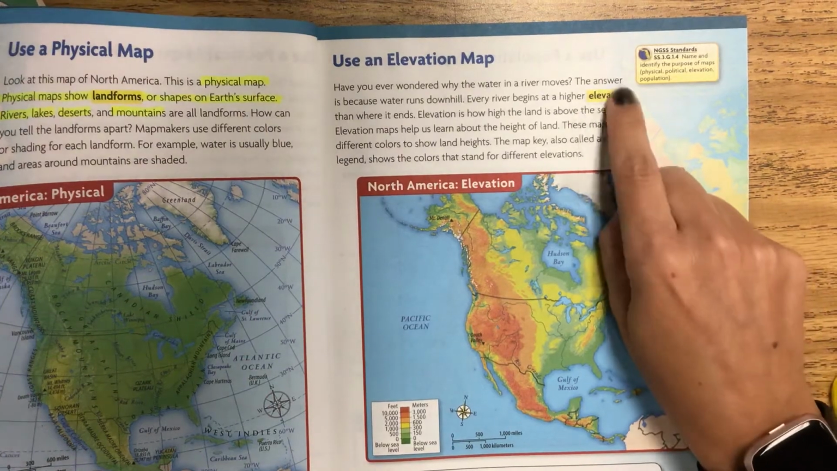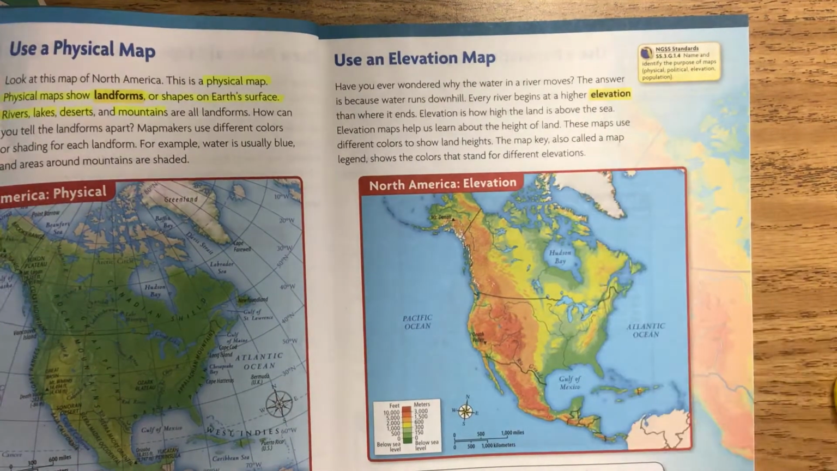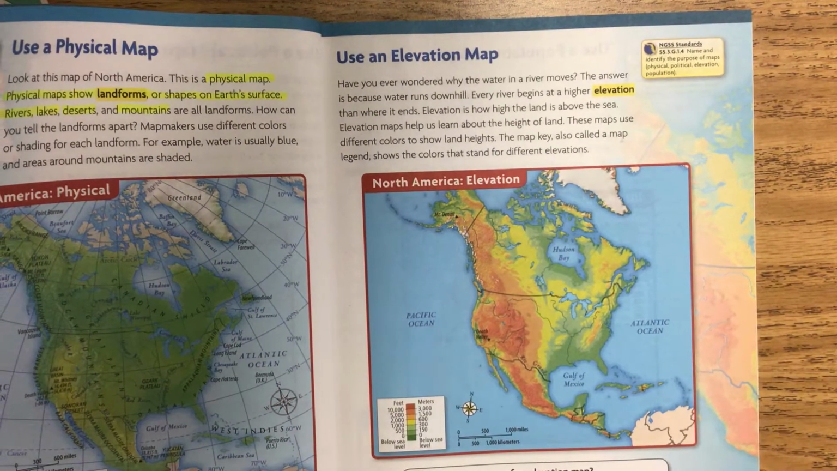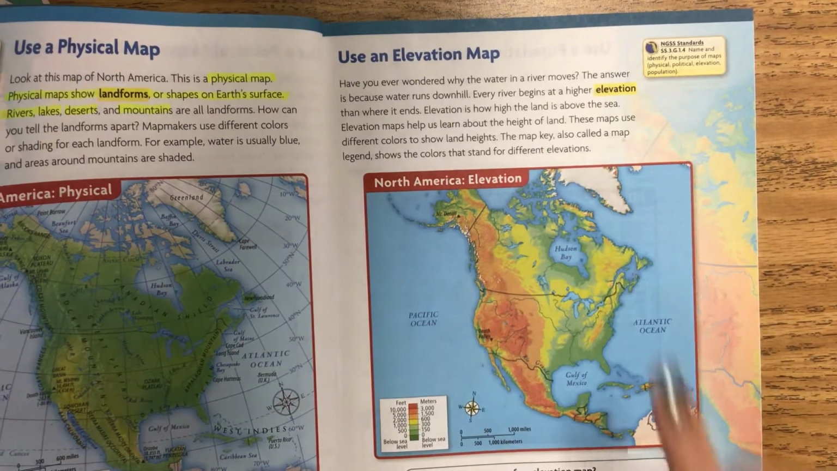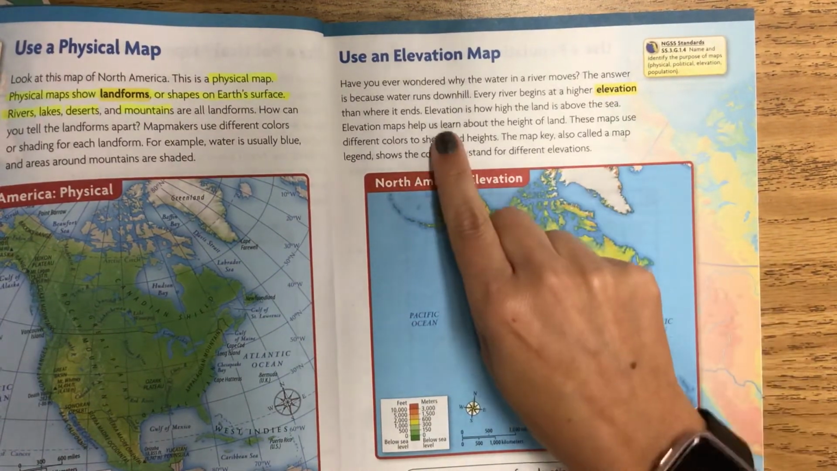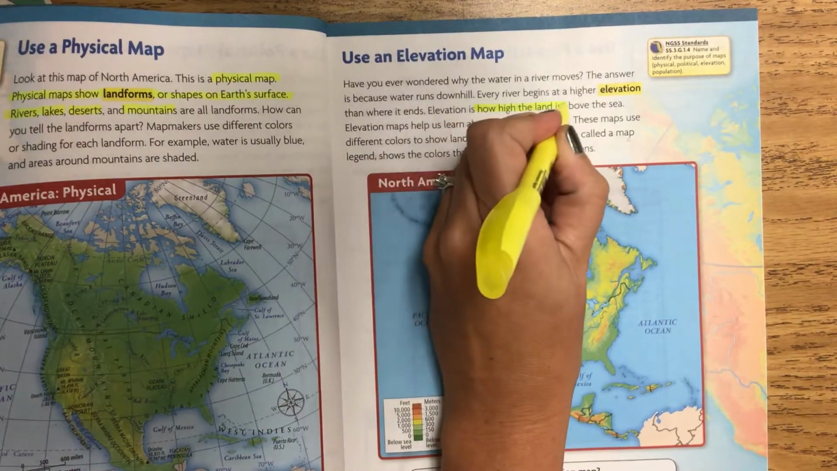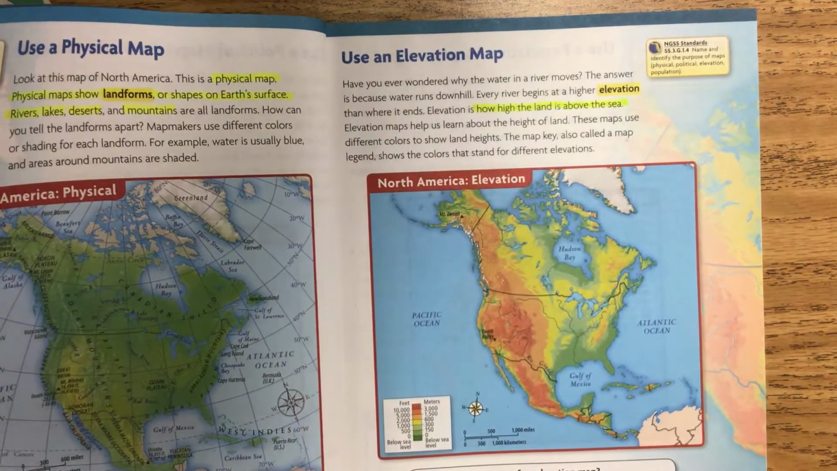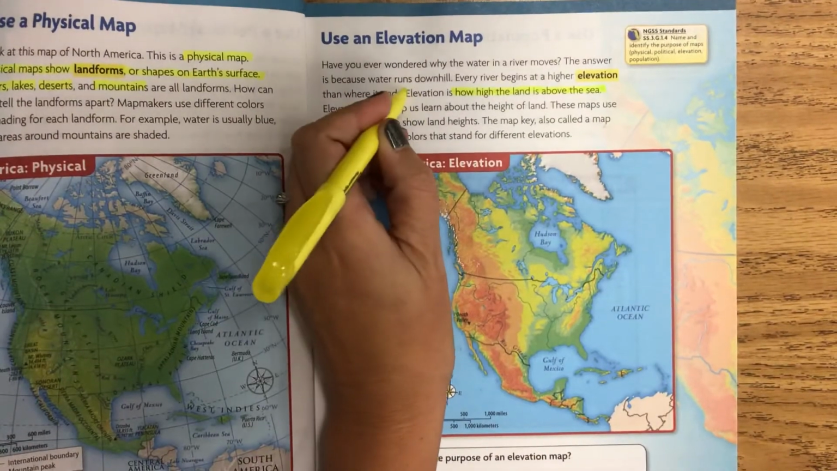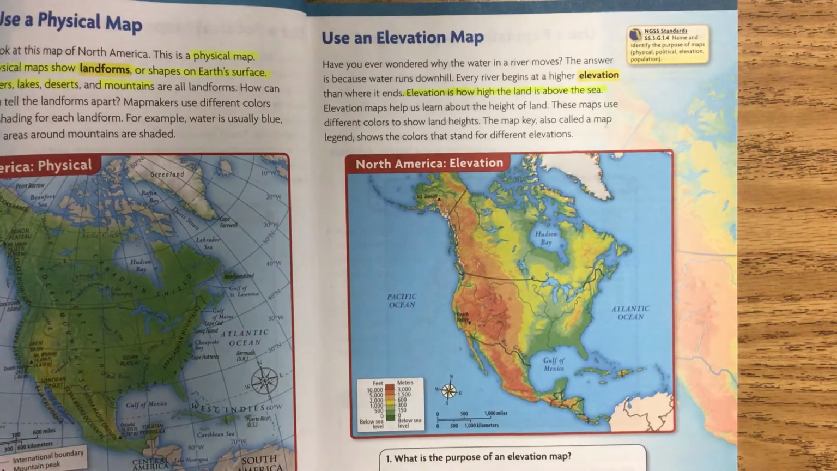Now, we remember from yesterday that our vocabulary words are in yellow, so whenever we see a vocabulary word, we want to underline the definition. Elevation means how high the land is above the sea. And I can highlight elevation is.